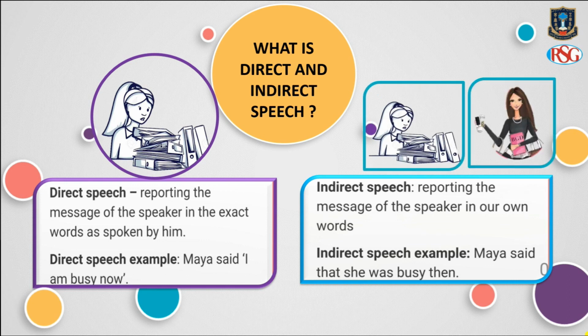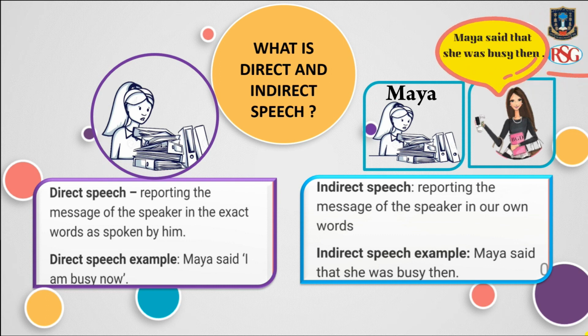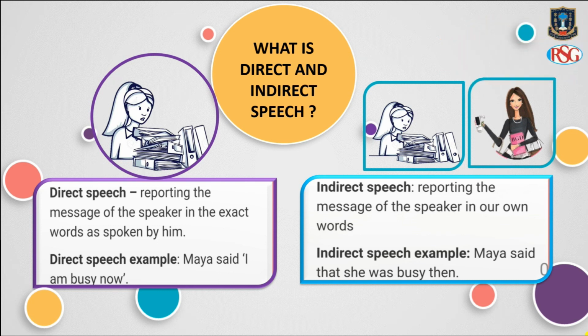For example, Maya said, "I am busy now." When we rewrite the sentence in indirect speech, how does it sound? Maya said that she was busy then. Usually two things you have to remember when doing indirect speech: we report it in our own words, and reported or indirect speech is always written in past tense. These are the simple things to remember while converting speeches from direct to indirect. Now let us proceed to the exercise.